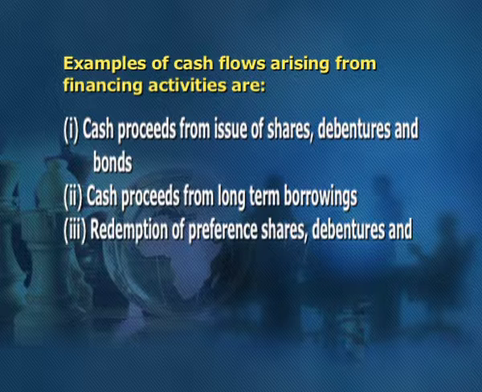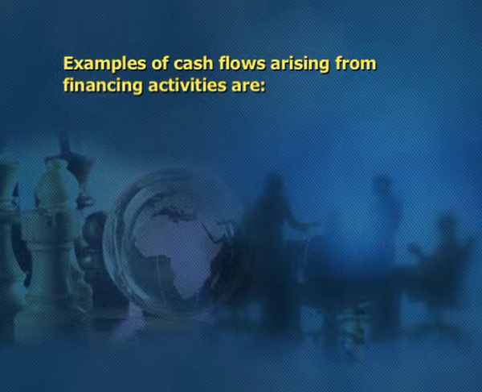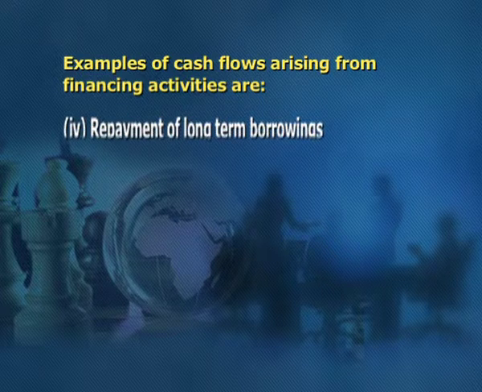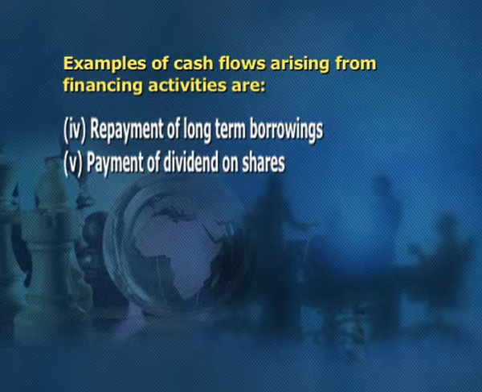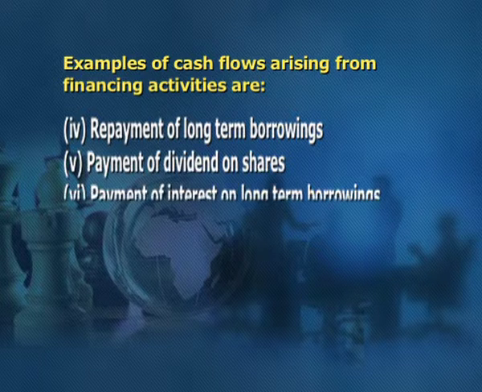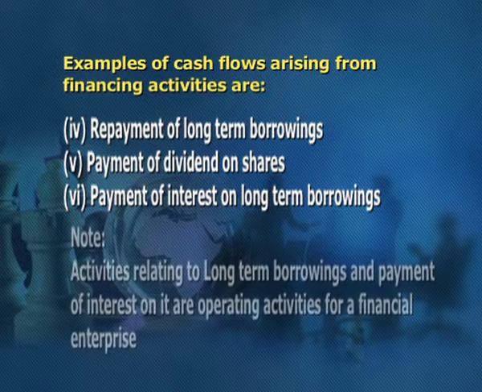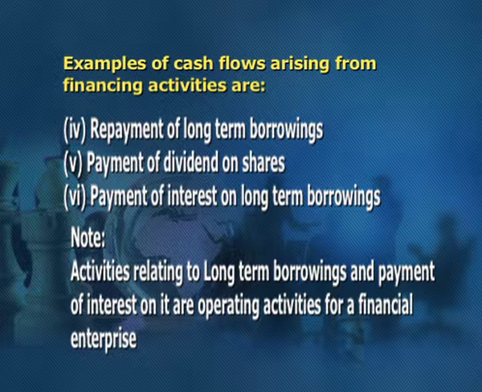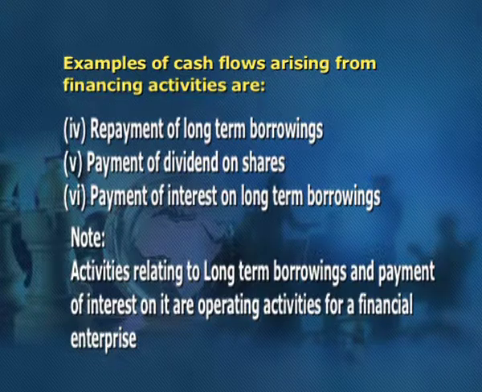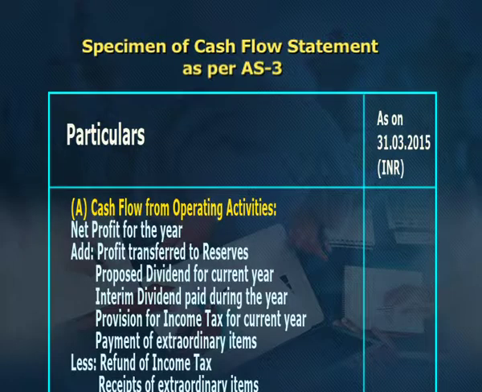Third, redemption of preference shares, debentures and bonds. Fourth, repayment of long-term borrowings. Fifth, payment of dividend on shares. Sixth, payment of interest on long-term borrowings. Here it should be noted that activities relating to long-term borrowings and payment of interest on it are operating activities for a financial enterprise. Now, let us see the specimen of the cash flow statement as per AS 3.